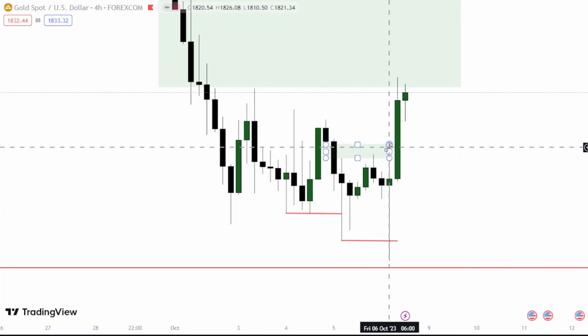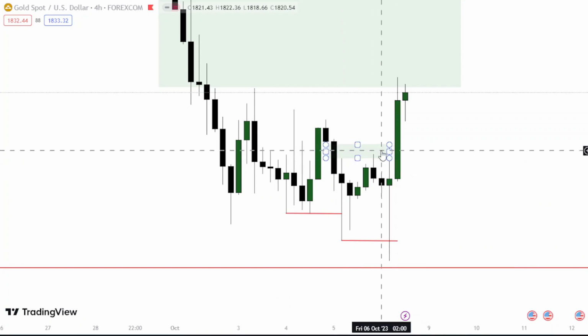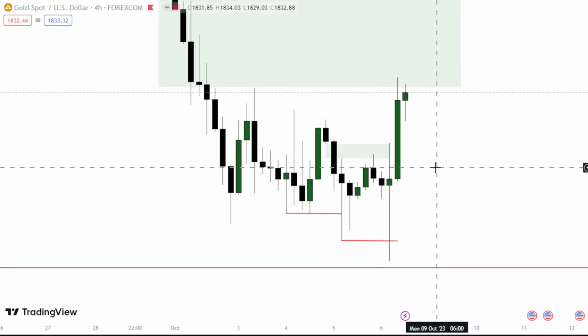So we were in here during NFP. Now you can see that price on its own has aligned, so we only have to wait for time to align. Remember, the strategy is built on time and price using ICT's logic.